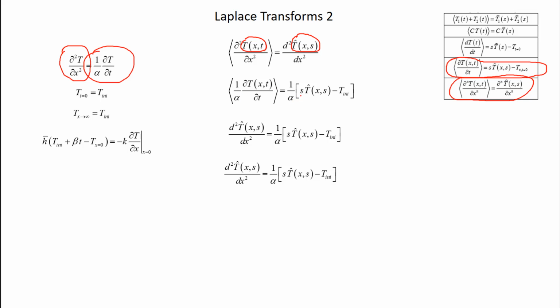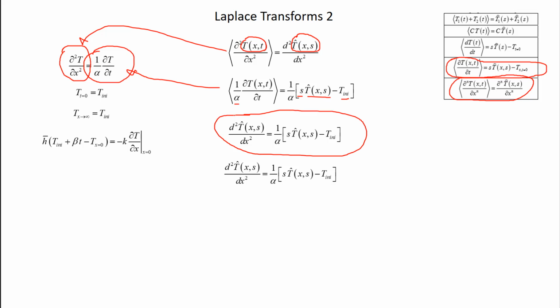Okay, this is my partial derivative with respect to time, so I use this property right here, and it says that then I'm going to get 1 over alpha, so here's my constant, times s times T hat, so my partial derivative went away, and minus the temperature at time equals 0, which for this problem is T initial. So I just plug this into here and this into here, and I get this equation right here. I'm not sure why I felt the need to put it here twice, but there it is. That's my math problem that we need to solve.